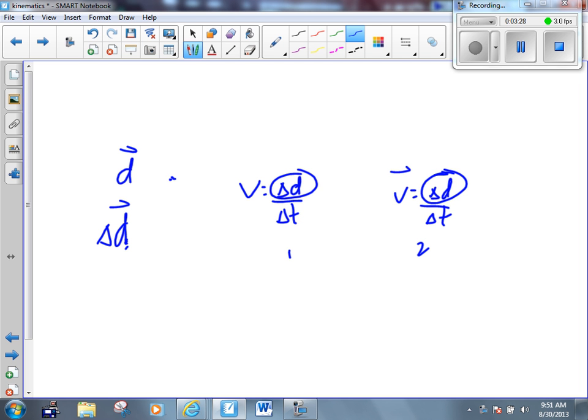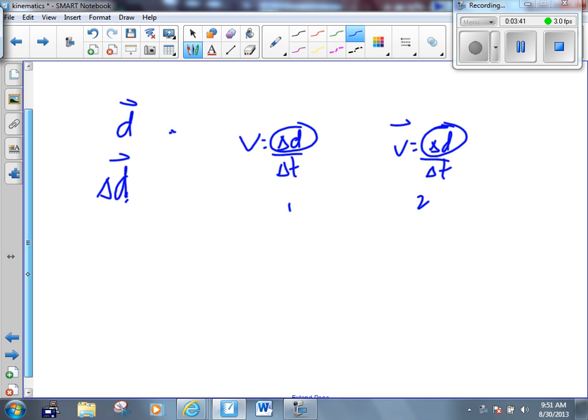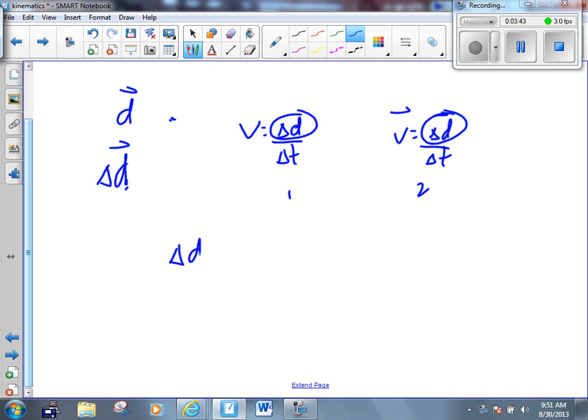What does this delta d stand for? I'll give you a hint. It's not distance. Somebody said it? Good. It's displacement. Now, there's a couple ways that we can use to find displacement depending upon the situation. Displacement can be df minus di, and displacement can be delta d1 plus delta d2.